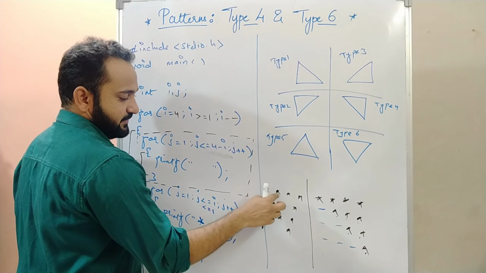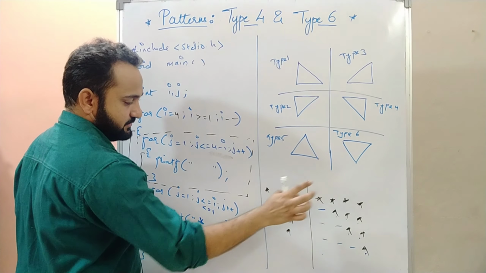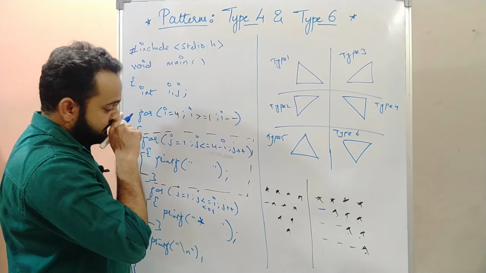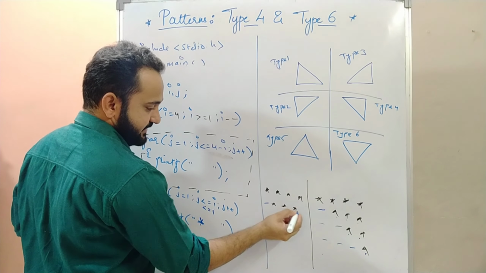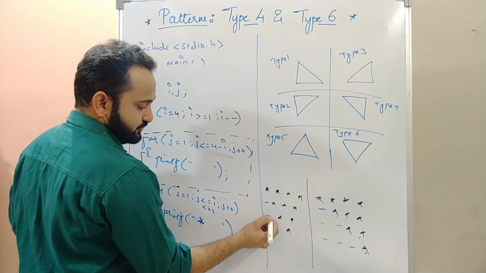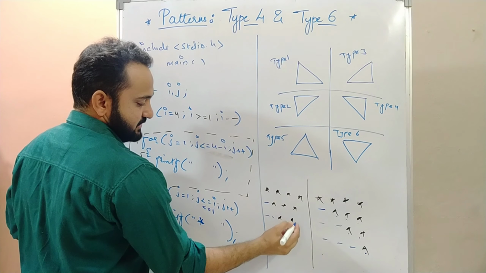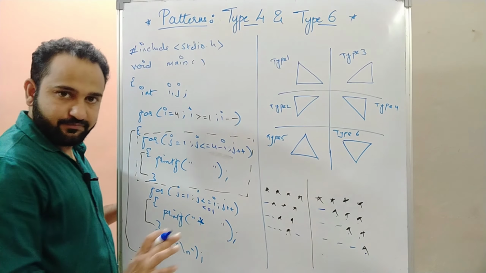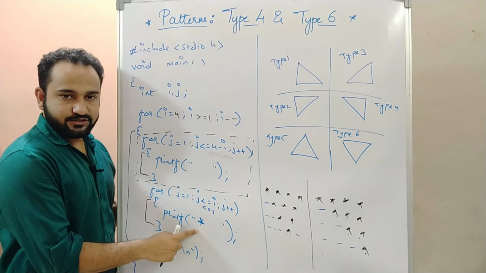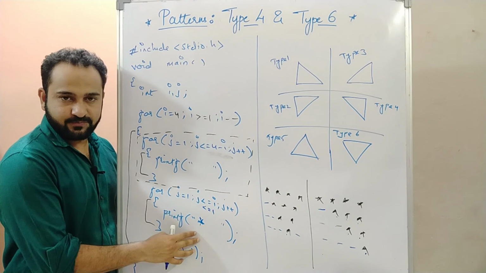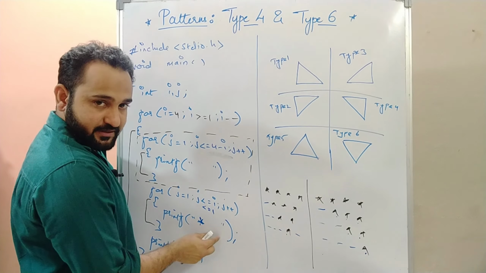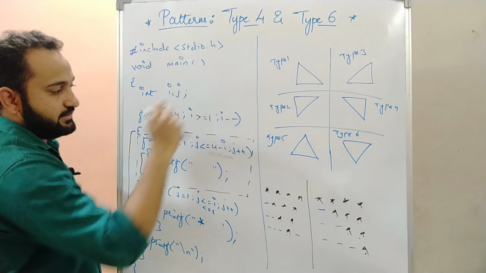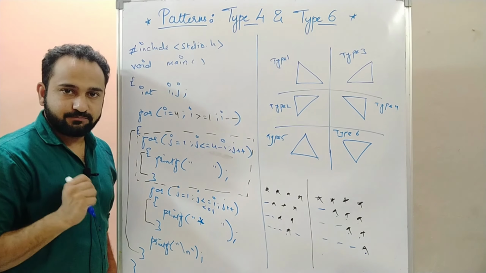After printing a star it will leave a space: star, space, star, space, star, space. For the second case it will have one space here and then star space star space star space, right? Again 2 spaces here, star space star, 3 spaces here, star space. Is that clear? If you are not leaving a space, you will get type 4. If you are leaving one space after printing, you will get the inverted pyramid. That is what type 4 and type 6 patterns are.